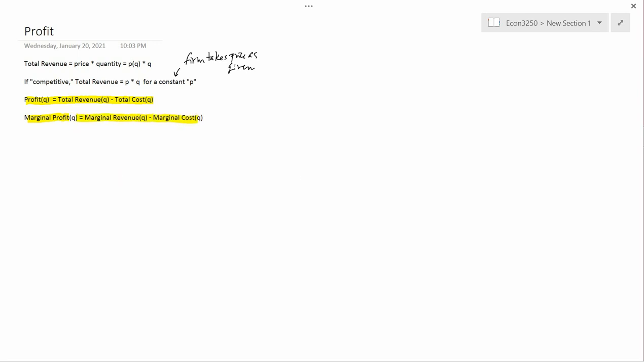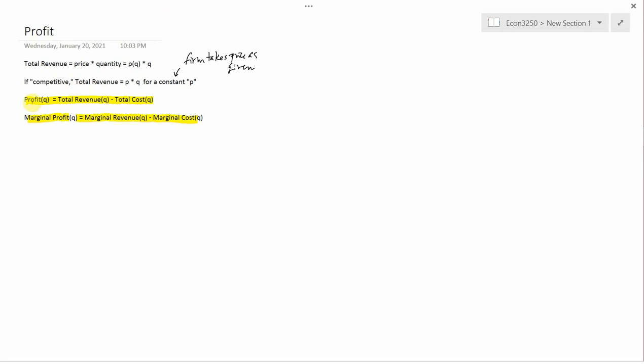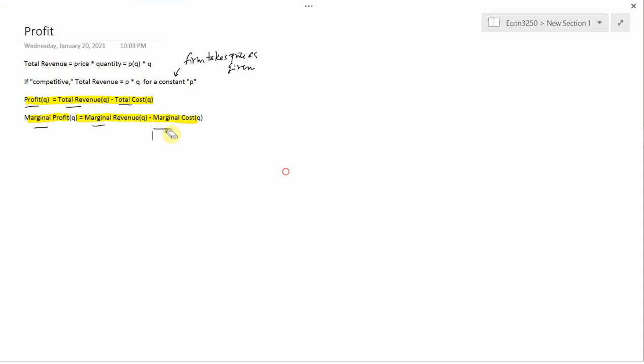In other words, if total profit is total revenue minus total cost, then marginal profit is marginal revenue minus marginal cost. Now, I'm not going to prove that. If any of you guys know calculus, then this is just the elementary result that the derivative of a sum is the sum of the derivatives.